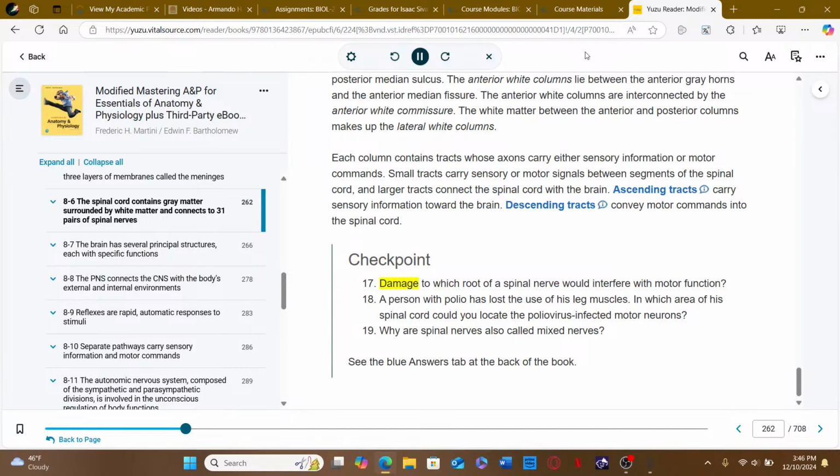Checkpoint. Damage to which root of the spinal nerve would interfere with motor function? A person with polio has lost the use of his leg muscles. In which area of his spinal cord could you locate the poliovirus-infected motor neurons? Why are spinal nerves also called mixed nerves? See the Blue Answers tab at the back of the book.